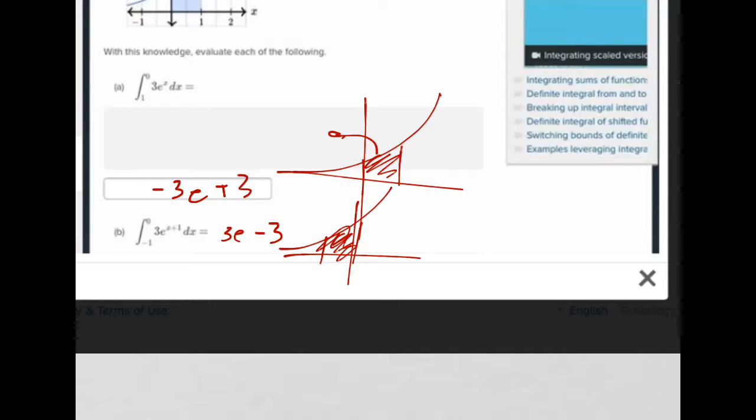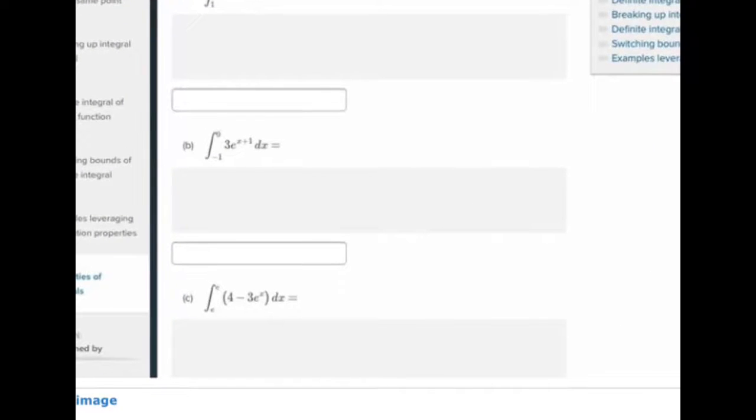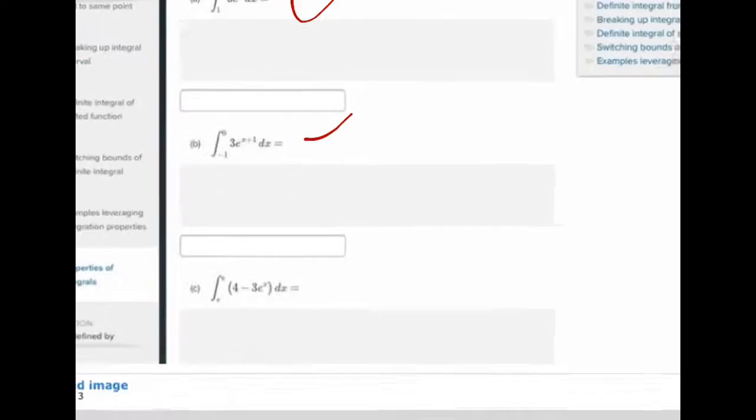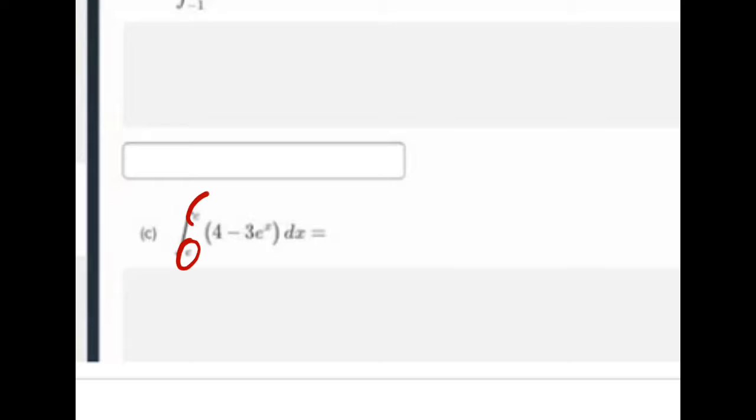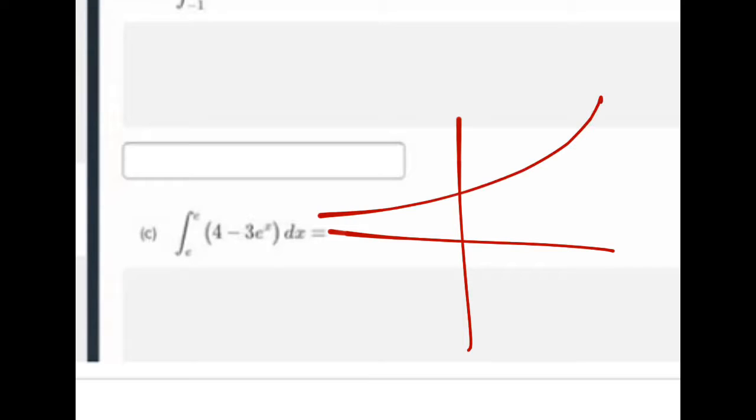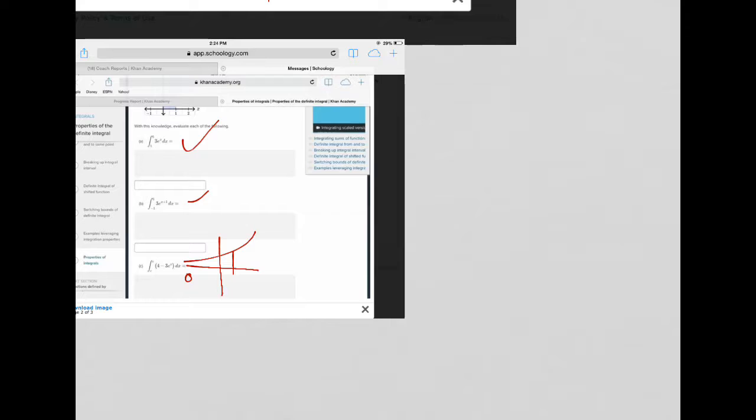Let me get the other picture. And so that was that one. That one's done. The integral from e to e is just 0. Anytime you have the same number for both limits, the area of a line is nothing. There is no area. So this one is just 0. Hopefully that's good. I think that was all for the picture. I'm just going to do the other picture they sent.